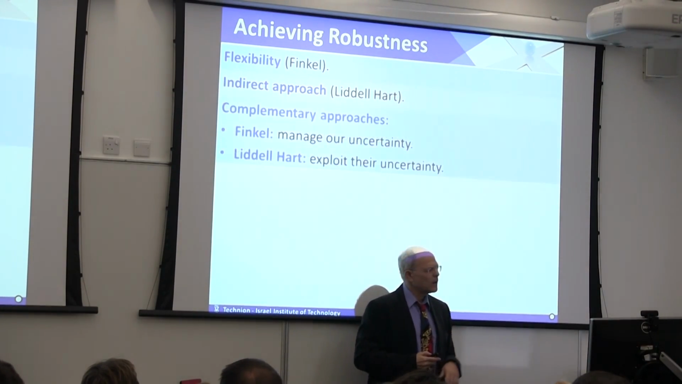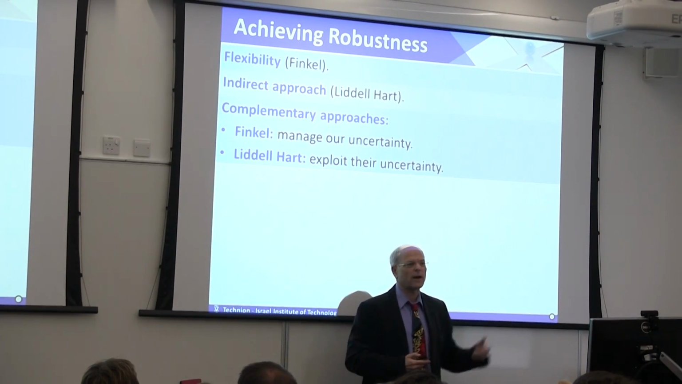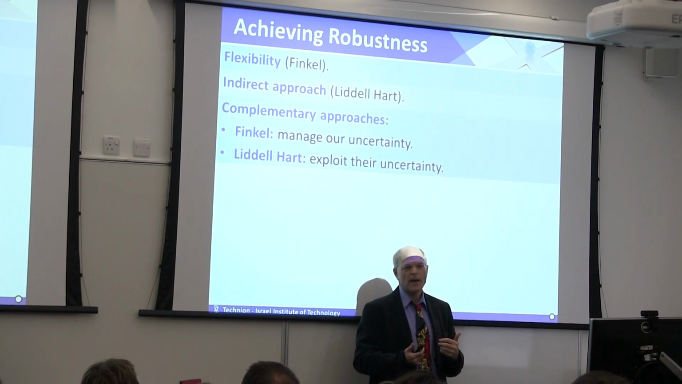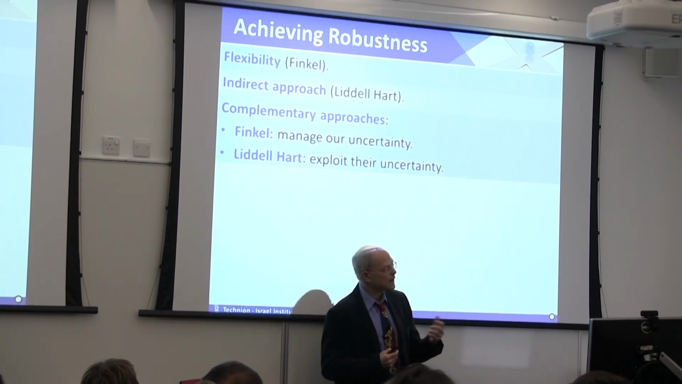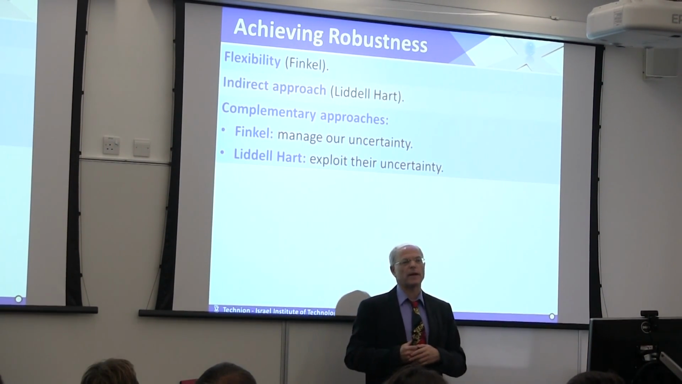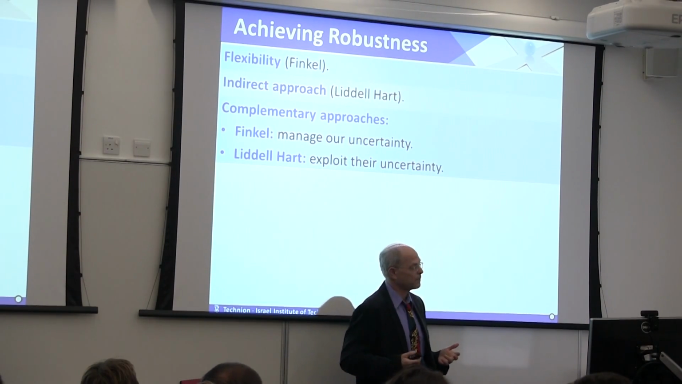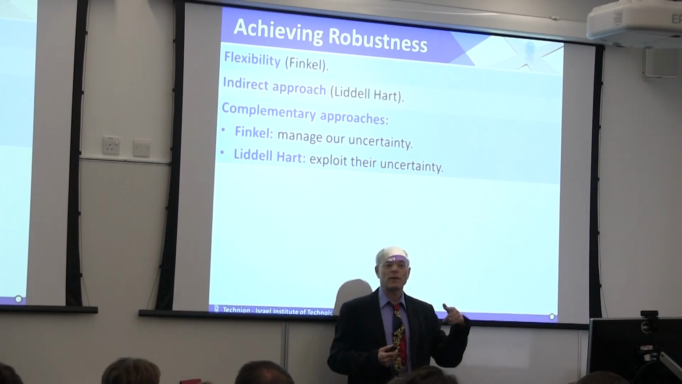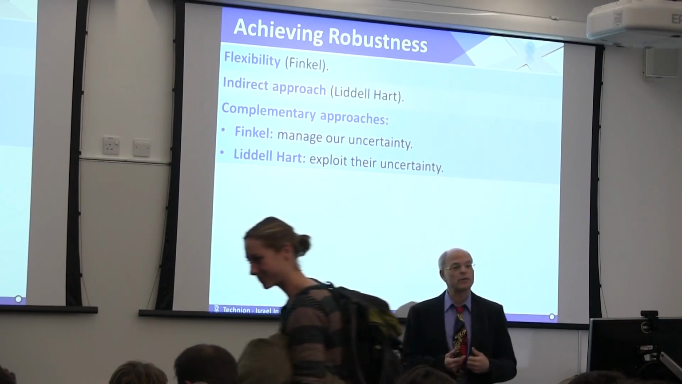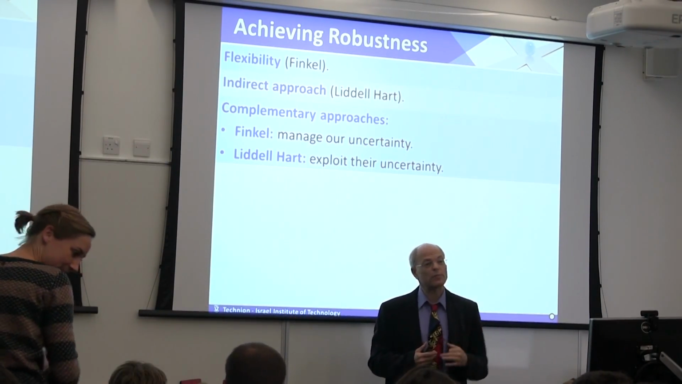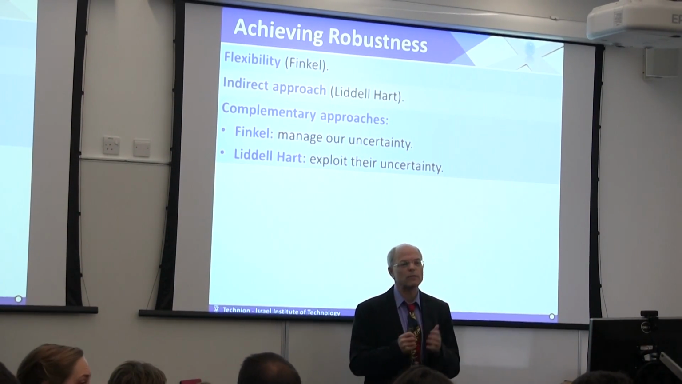Well, flexibility, as Finkel talked about it, and the indirect approach, as Liddell Hart discusses it, are complementary. And they give us complementary insights in what it means to be robust to uncertainty. In Finkel's case, he's trying to manage uncertainty. And Finkel is saying the way to survive your uncertainty is to be able to recover when you get surprised. Liddell Hart can be thought of as saying that we're trying to exploit uncertainty. In particular, we're trying to engender uncertainty in our adversary and then exploit it. So these are complementary approaches, and the reason I bring them in is that they give us some insight into how we can be robust to surprise.